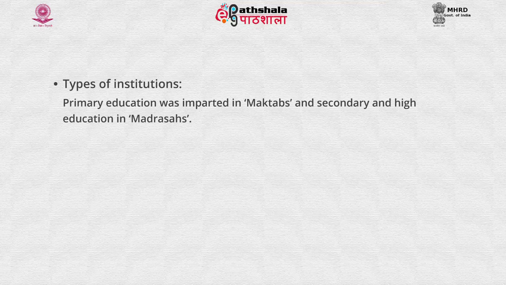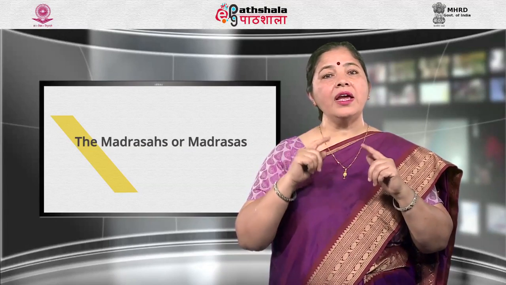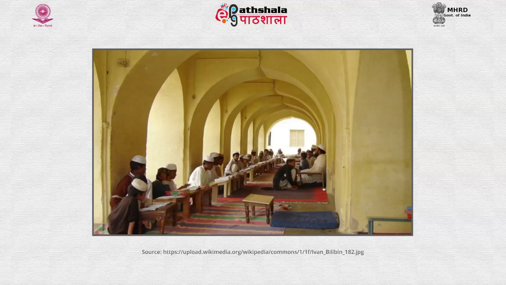Regarding the forms of education, there were different types of institutions at that time. Primary education was imparted in maktabs, and secondary and higher education in madrasas. Provision was also made for vocational, technical and professional education. Often these madrasas were attached to mosques. Literature, logic, history, geography, astronomy, astrology, arithmetic, agriculture and medicine were the subjects taught in madrasas. Some madrasas had hostels attached to them, which provided free boarding and lodging.